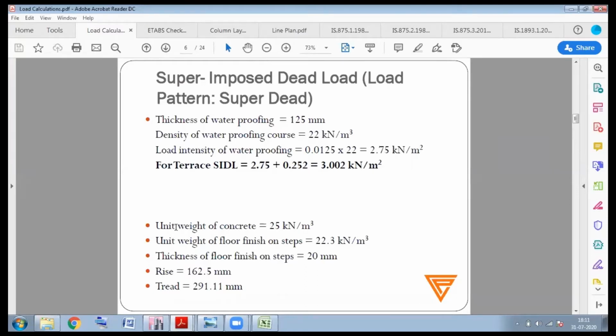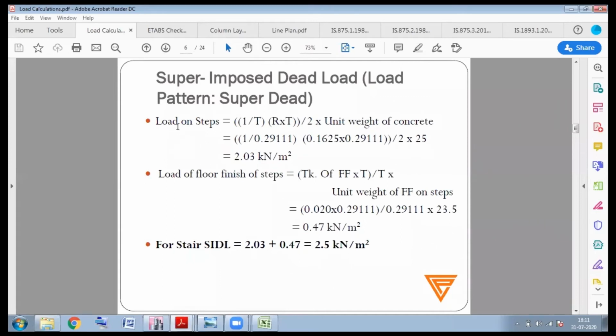For the staircase, we want to know the values. Unit weight of concrete is equal to 25 kilonewton per meter cube, and the unit weight of floor finish is 22.3 kilonewton per meter cube. Thickness of floor finish here is 20 mm, and the rise and tread I already calculated using the IS Codal provision. So the rise here I'm considering is 162.5 mm, and the tread is 291.11 mm.